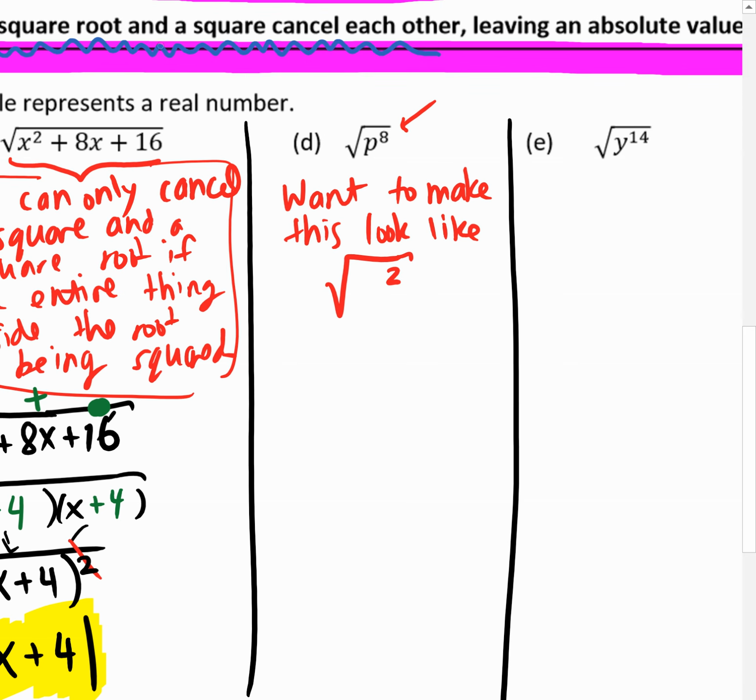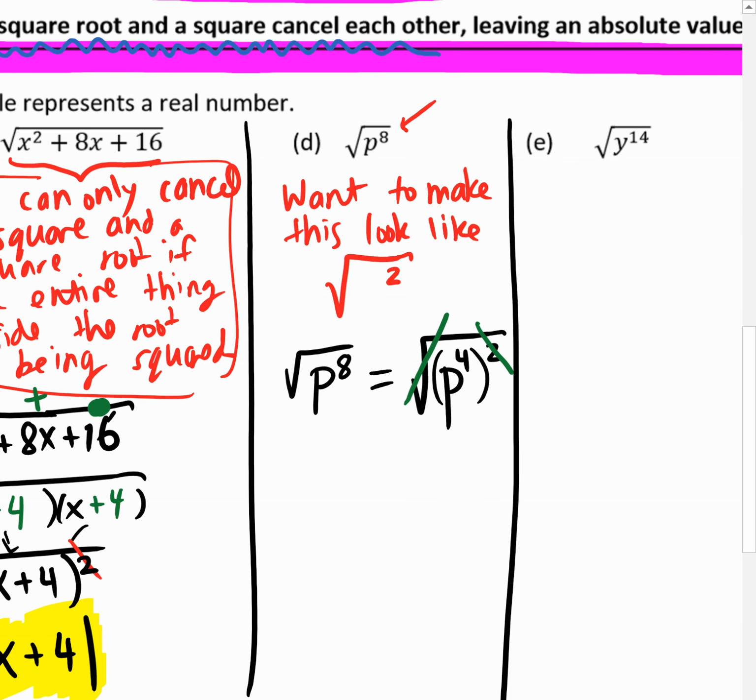And I think I'm able to. I can just kind of break that down. The square root of p to the 8th. Is p to the 8th something squared? I think so, right? It's p to the 4th squared. So I can multiply those powers. 4 times 2 would give me 8. And I designed it that way so I can cancel. Now the root and the square cancel.